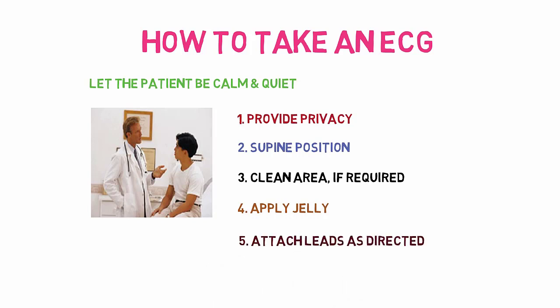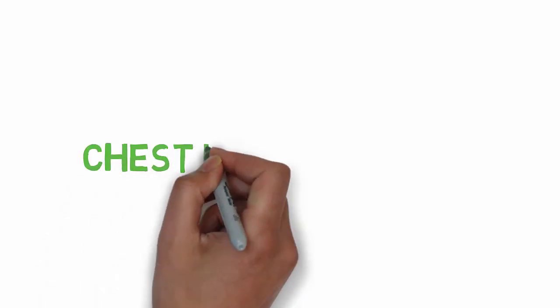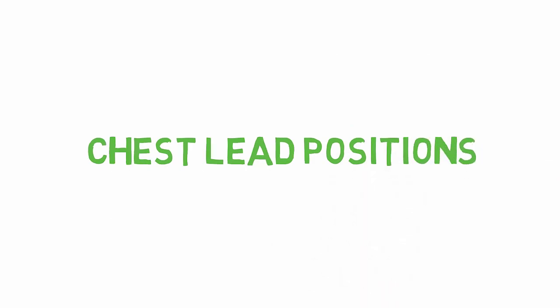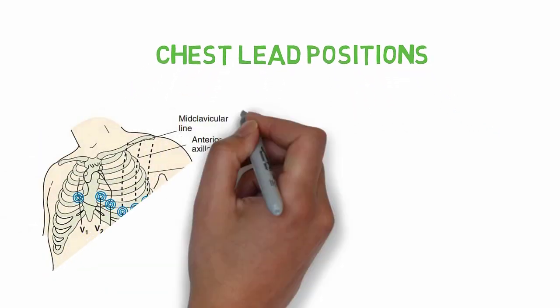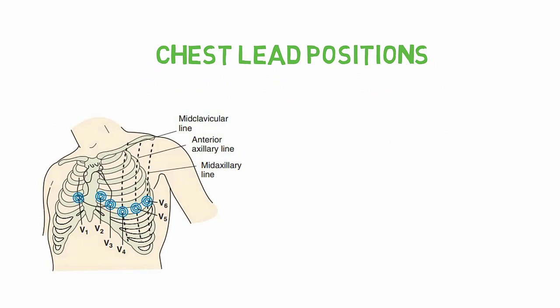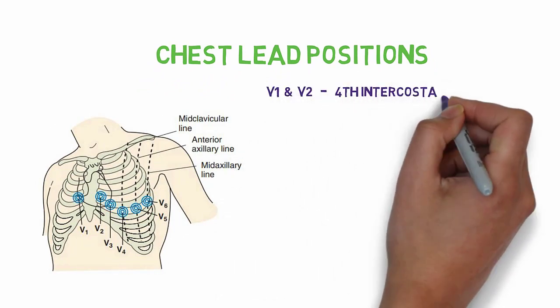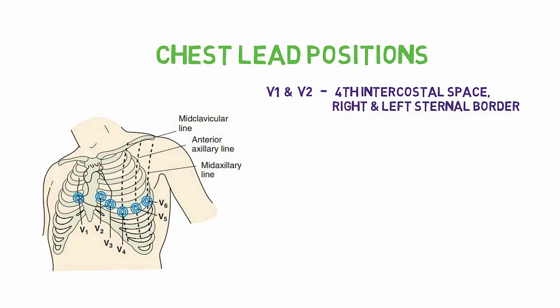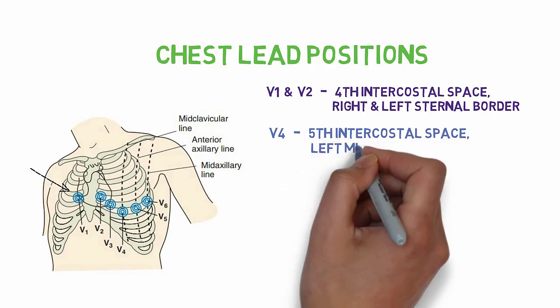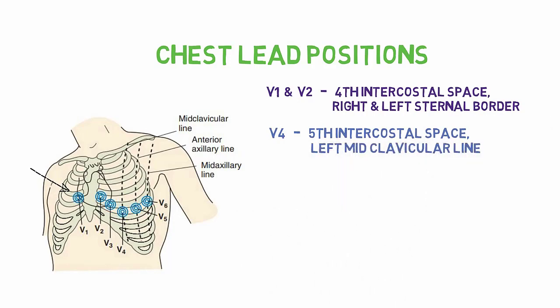Attach limb leads as directed by the manufacturer. Chest lead positions. It is very important to place leads on its correct position. Wrong lead placements can result in wrong interpretation of ECG. V1 and V2 should be placed on 4th intercostal space, right and left sternal border. V4 on 5th intercostal space, left midclavicular line.